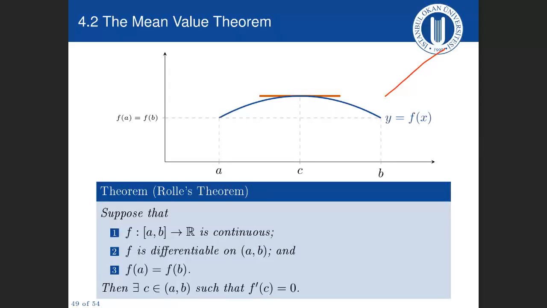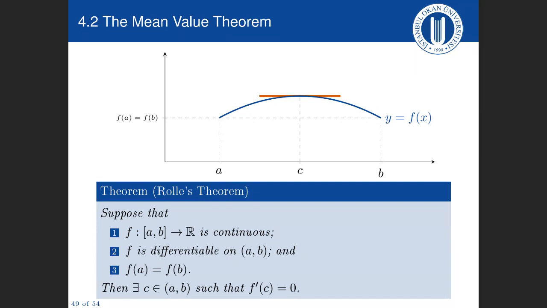So we have a function which looks something like this. It might not look exactly like this. It might wiggle up and down, whichever way you want it to, but we need it to be differentiable, we need it to be continuous, and we need f of a to be equal to f of b. Then Rolle's theorem says there exists a point c in the open interval from a to b, so there exists a point c between a and b, such that f prime of c is equal to 0.